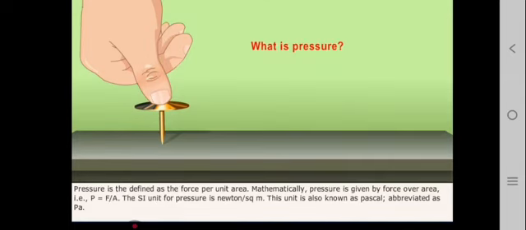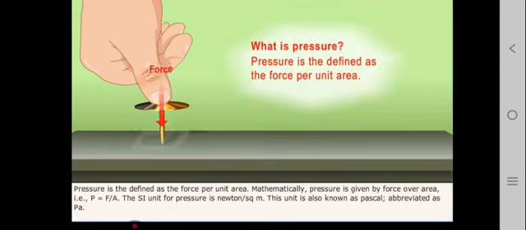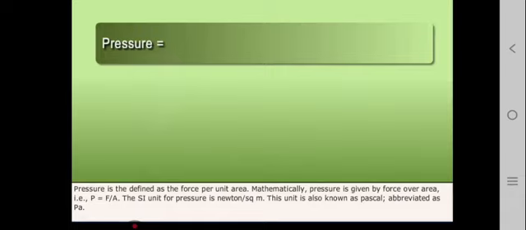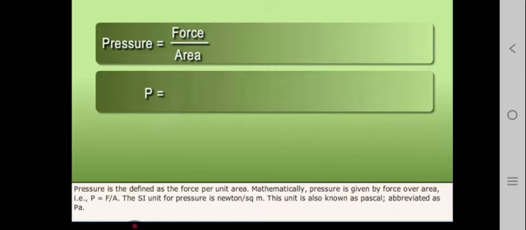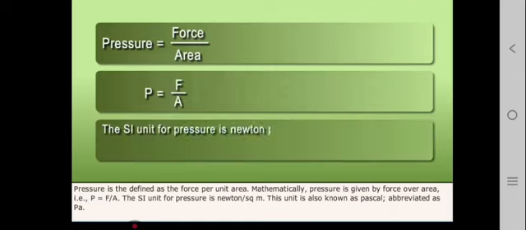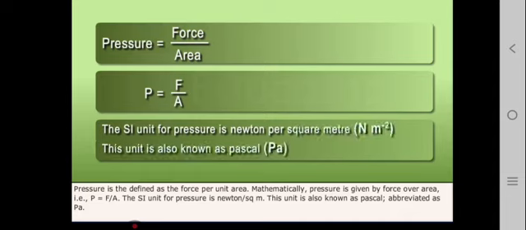What is pressure? Pressure is defined as the force per unit area. Mathematically, pressure is given by force over area. That is, P is equal to F over A. The SI unit for pressure is Newton per square meter. This unit is also known as Pascal, abbreviated as uppercase P, lowercase a.